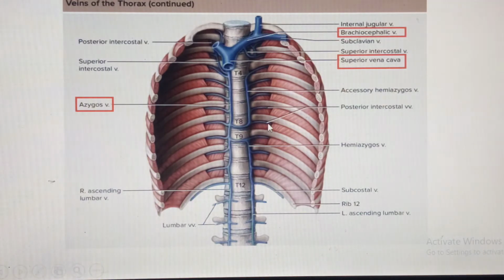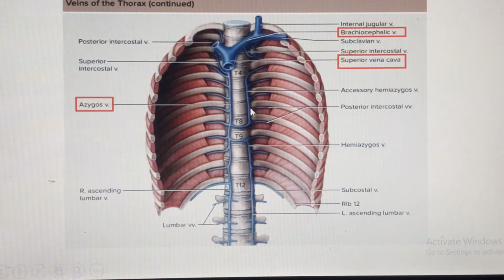Now, for T8, T7, T6 and T5, they are also going to drain into a portion that we call the accessory hemiazygos vein. So the accessory hemiazygos vein is cranial to the hemiazygos vein, draining T8, T7, T6, up to T5, but sometimes it may add T4 to it, though usually up to T5. Those are draining directly into this accessory hemiazygos vein.